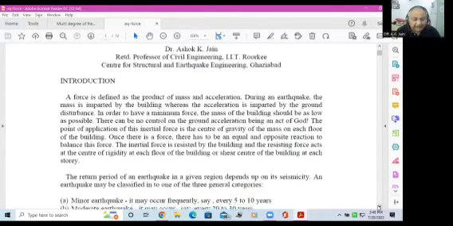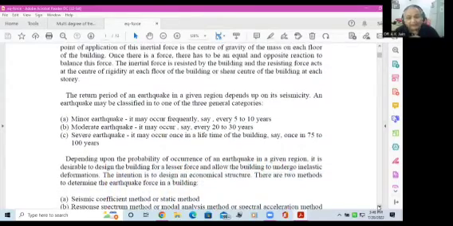The return period is another term. The return period of an earthquake in a given region depends upon its seismicity. Earthquakes are generally classified into one of three categories. It's a very general definition, but very powerful, and it is used all over the world in all the codes. Minor earthquake: it may occur frequently, say every 5 to 10 years, and its ground acceleration is very, very small. Moderate earthquake: it may occur once in 20 to 30 years. These numbers are only approximate, qualitative numbers. A severe earthquake may occur once in the lifetime of a building, that is once in 75 or 100 years.